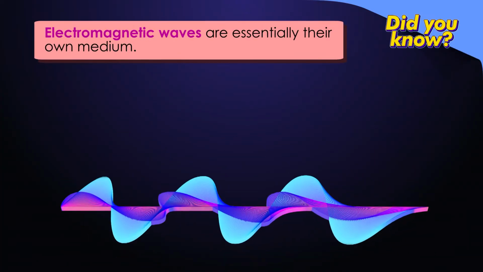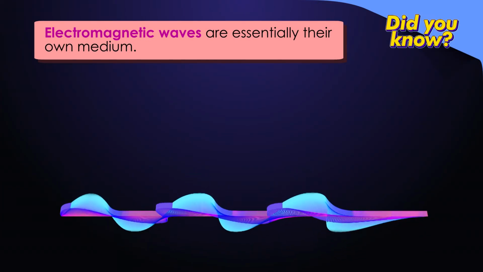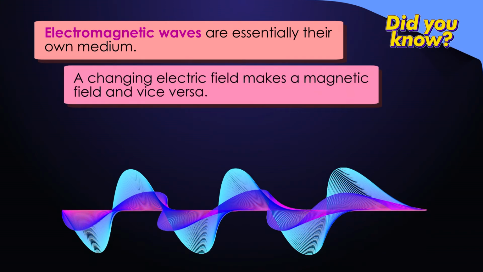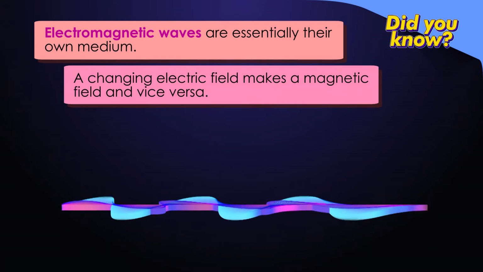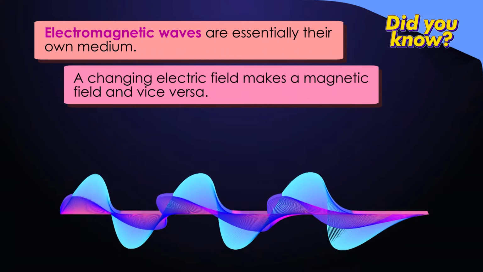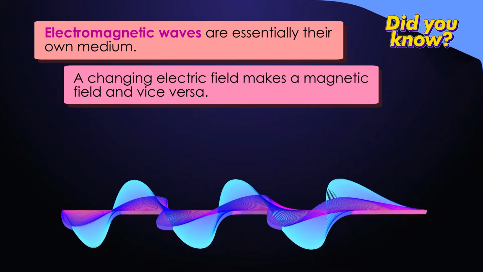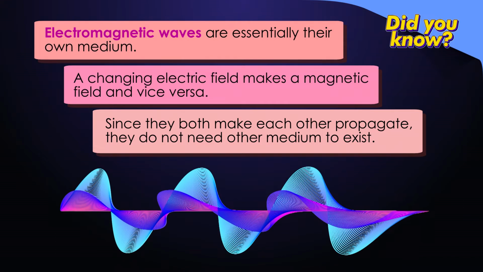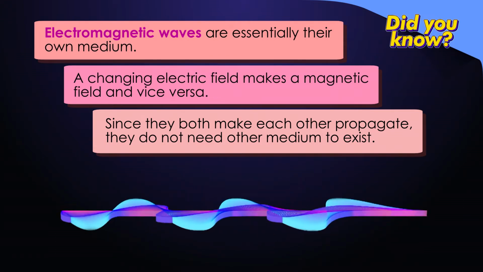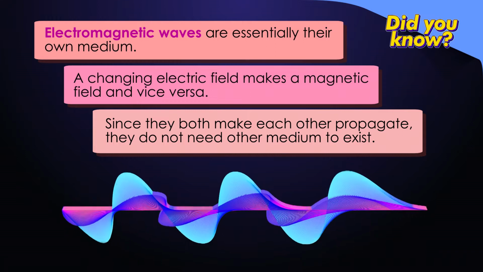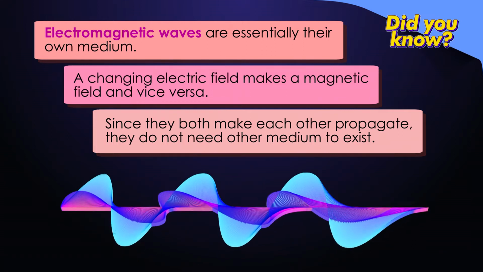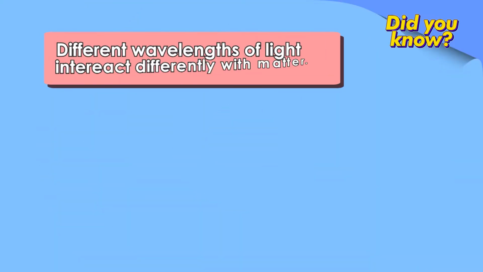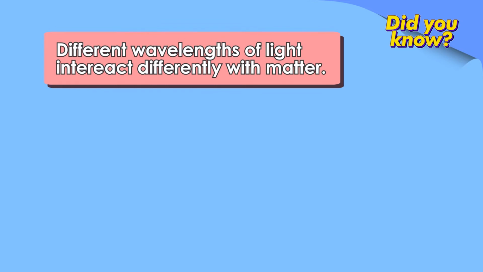Electromagnetic waves are essentially their own medium. A changing electric field makes a magnetic field and vice versa. Since electric field waves and magnetic field waves make each other propagate, they do not need another medium to exist. Different wavelengths of light interact differently with matter.